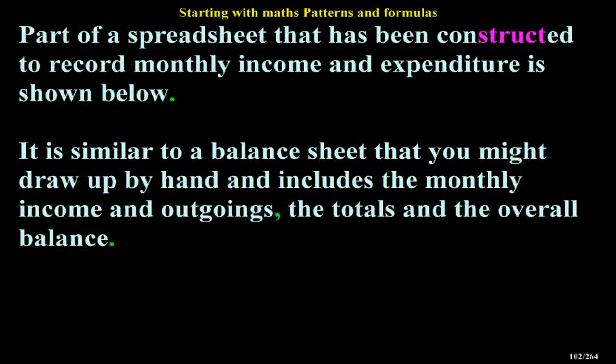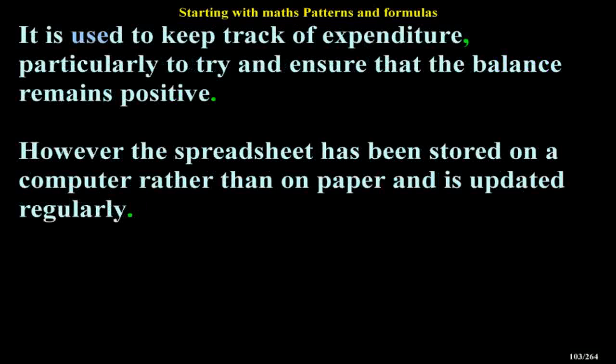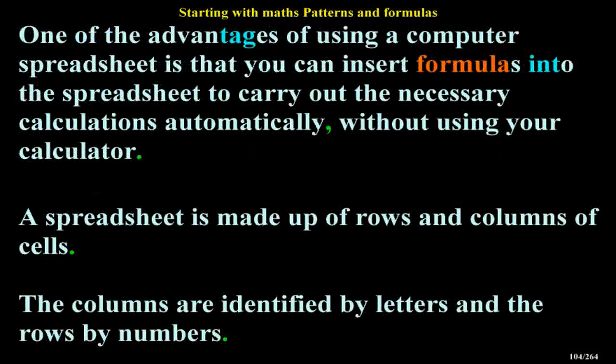It is similar to a balance sheet that you might draw up by hand and includes the monthly income and outgoings, the totals and the overall balance. It is used to keep track of expenditure, particularly to try and ensure that the balance remains positive. However, the spreadsheet has been stored on a computer rather than on paper and is updated regularly. One of the advantages of using a computer spreadsheet is that you can insert formulas into the spreadsheet to carry out the necessary calculations automatically, without using your calculator.